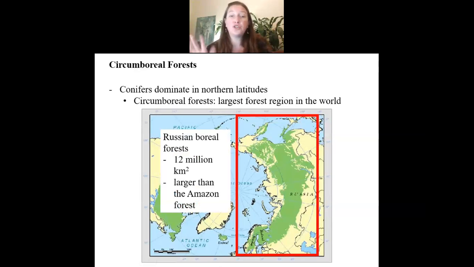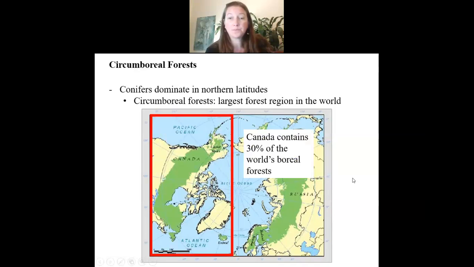So if you look just at the Russian side of the circumboreal forest, this is about 12 million square kilometers of area. And this part of the circumboreal forest alone is larger than the Amazon forest. And then Canada contains 30% of the world's circumboreal forests, the rest of which are in Russia.